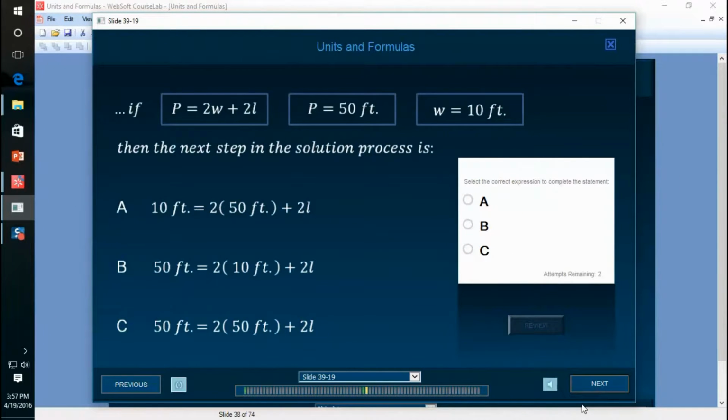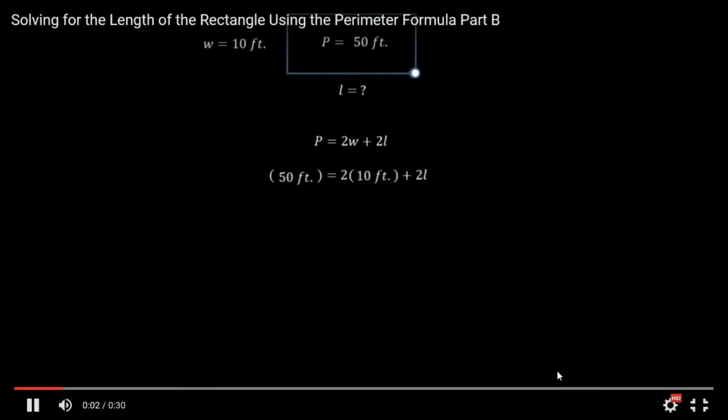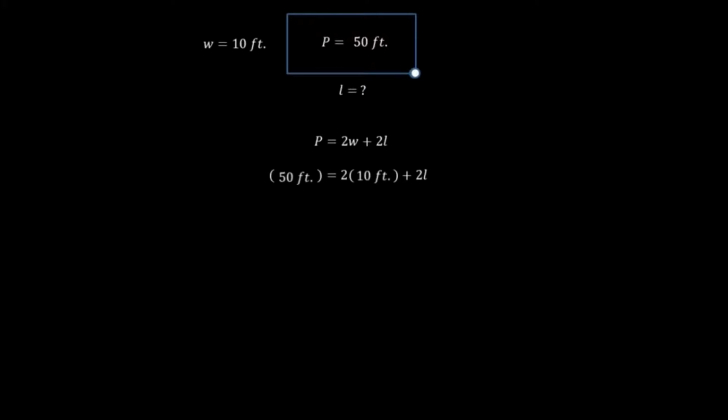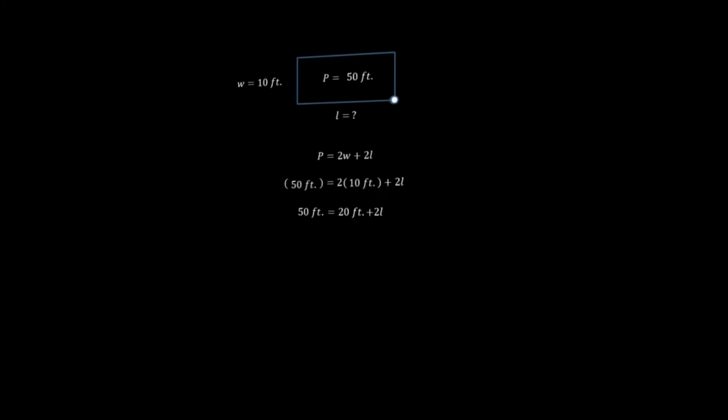If the perimeter equals 2 times the width plus 2 times the length, and the perimeter equals 50 feet, and the width equals 10 feet, then the next step in the solution process is what? Good. Now we have an equation with simply one unknown, the length, and we can solve for that unknown. We can multiply 2 times the 10 feet, again to be 20 feet. So we have 50 feet equals 20 feet plus 2 times L.